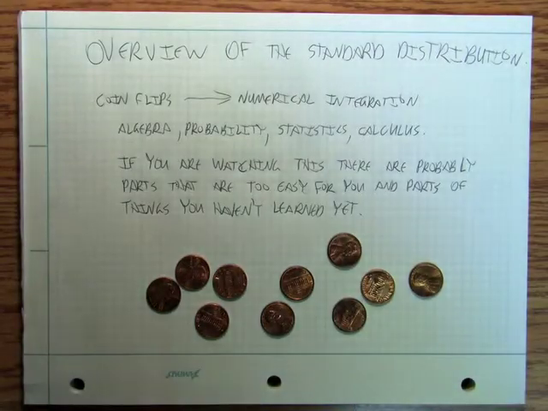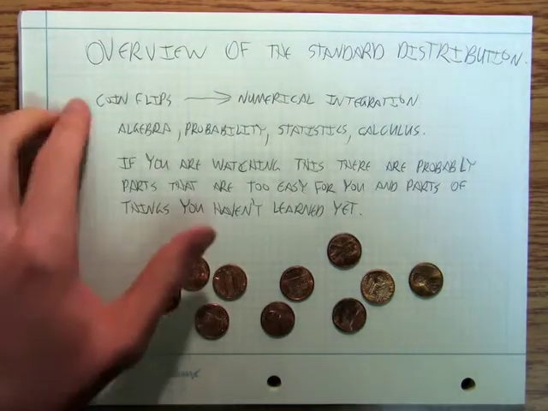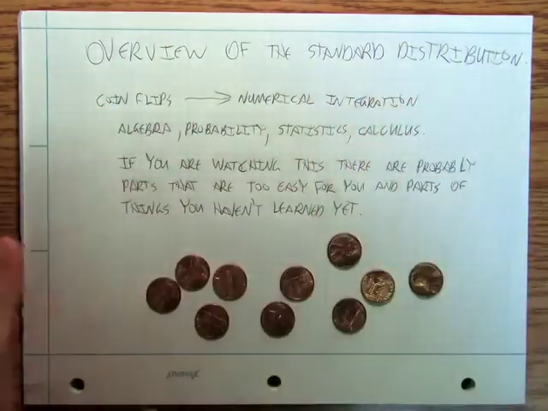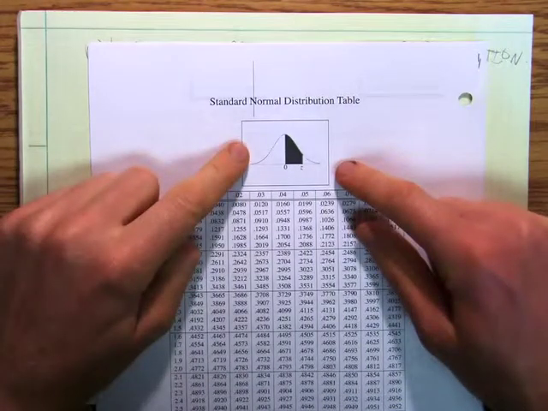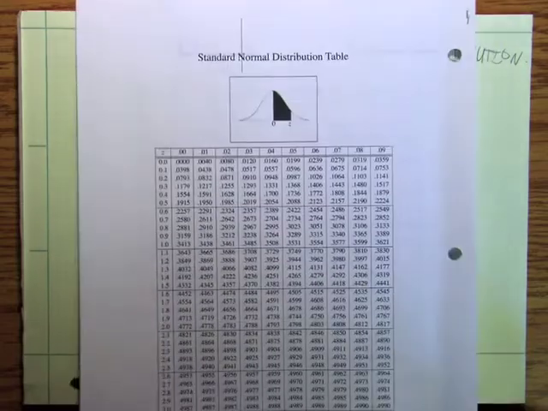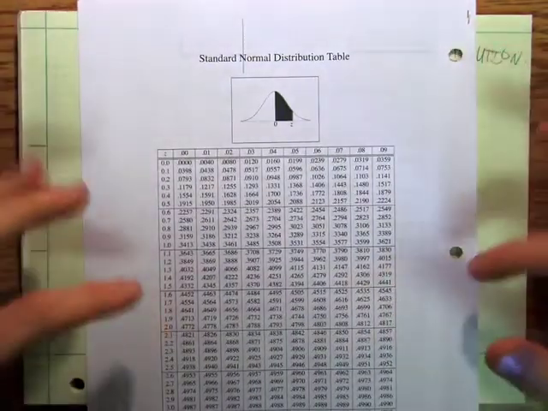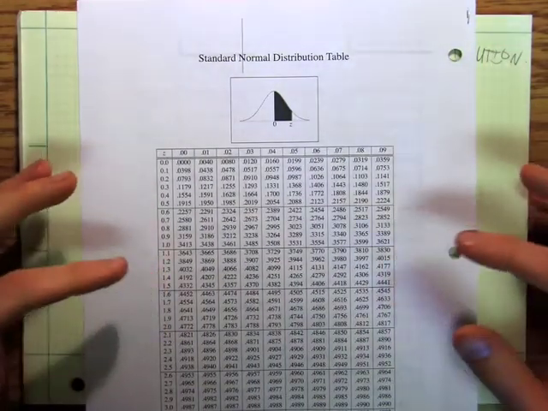Alright, so I've got a very ambitious goal for this video, and it's probably going to be rather long. What I want to do is give you an overview of the standard distribution. So standard distribution is right there. And basically the question that I want to ask is, where does this table come from?